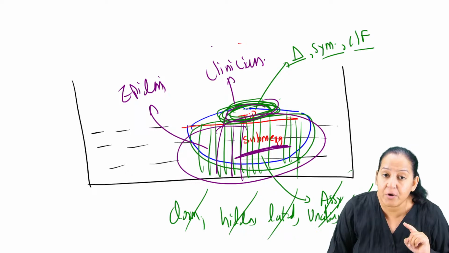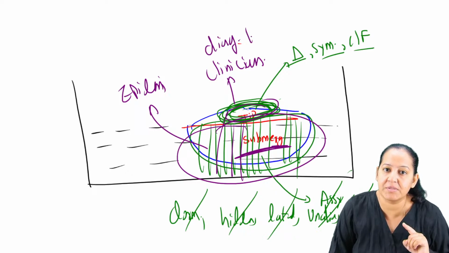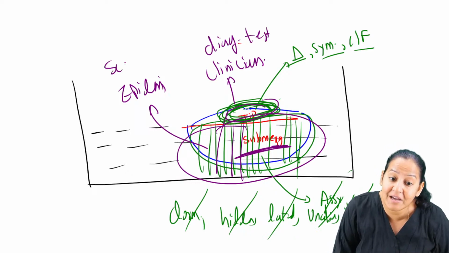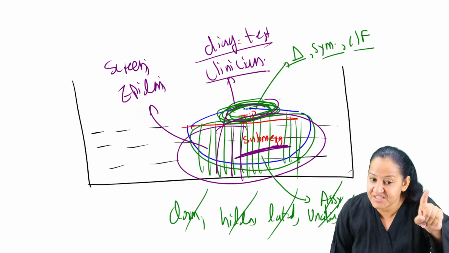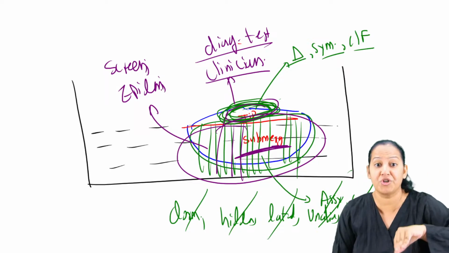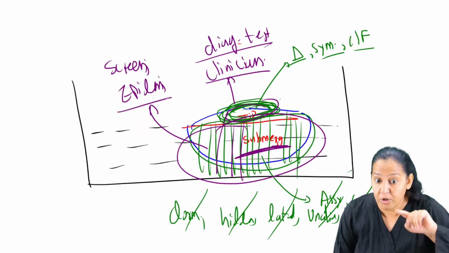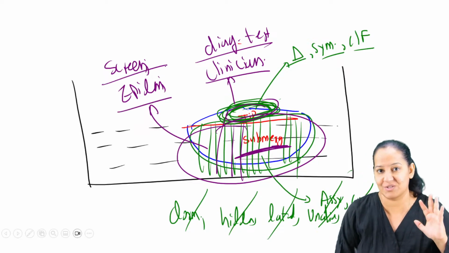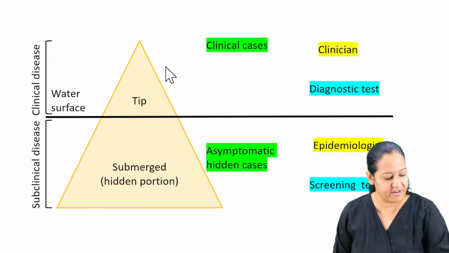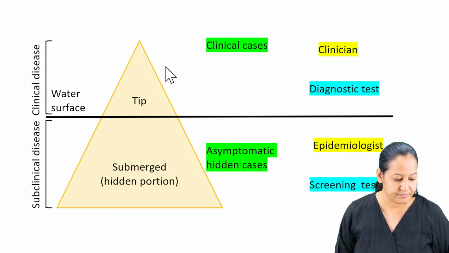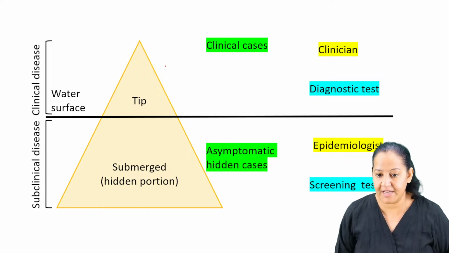Here we apply the screening test on them. For the tip, we apply the diagnostic test and clinicians are interested in the tip. And for the hidden, submerged portion, the epidemiologist is interested and we apply the screening test. So please compare and contrast. This is the iceberg phenomenon. Can you see the iceberg phenomenon? Everyone on the screen?